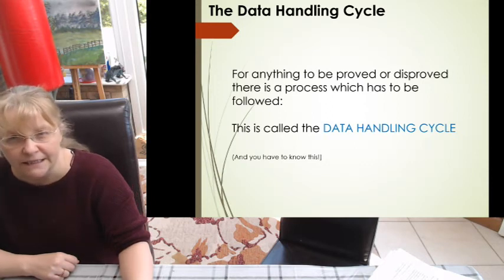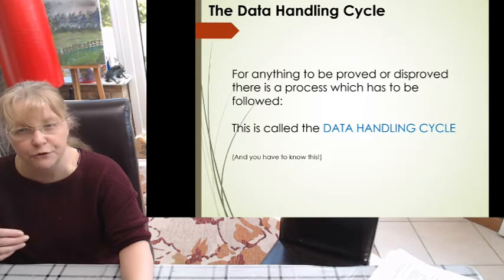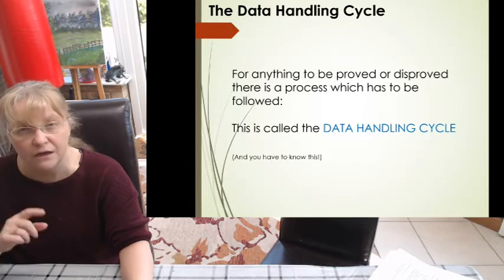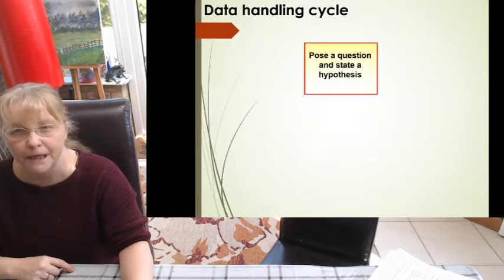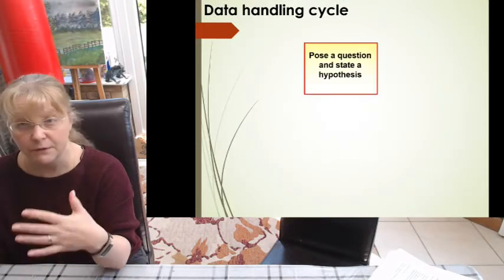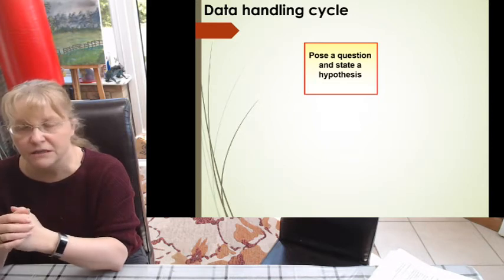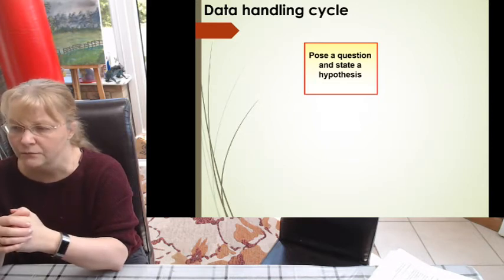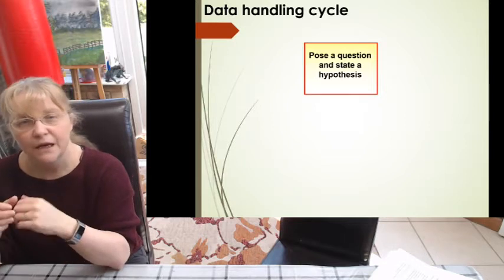Now, the data handling cycle is when you're wanting to research something to prove or disprove it. We have to go through what we call a data handling cycle. First thing you do is you pose a question. Now, let's say we want to look at, do children drink too much Coke? Okay, that is a question.